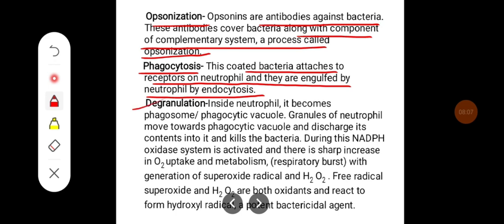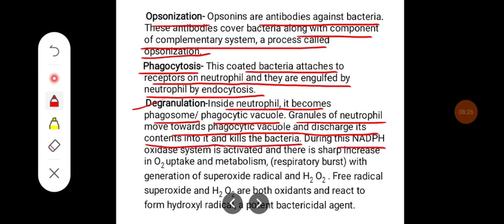Then there will be degranulation inside the neutrophil. It becomes a phagosome or phagocytic vacuole. Granules of the neutrophil move towards the phagocytic vacuole and discharge their contents into it and kill the bacteria.